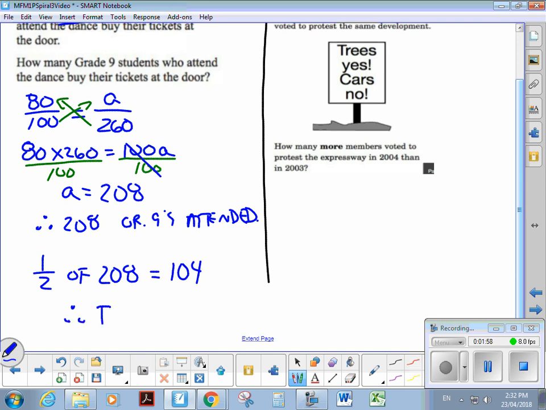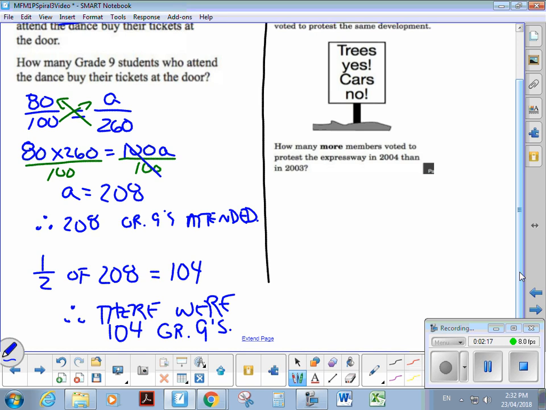Therefore, there were 104, because half of the 208 that attended, half of those bought the tickets at the door. All right, so half of 208 is 104.